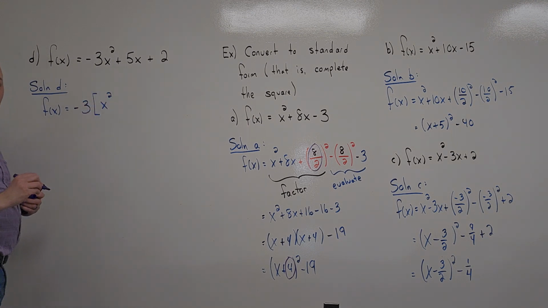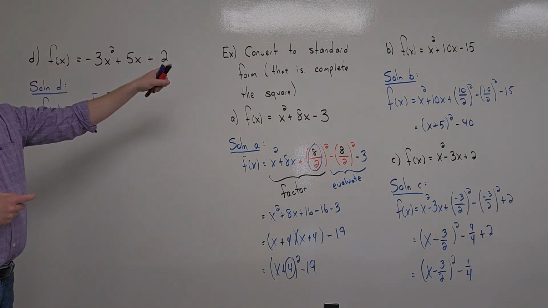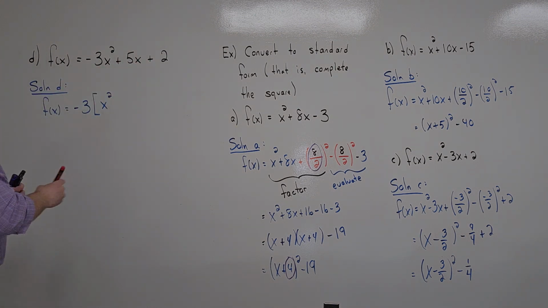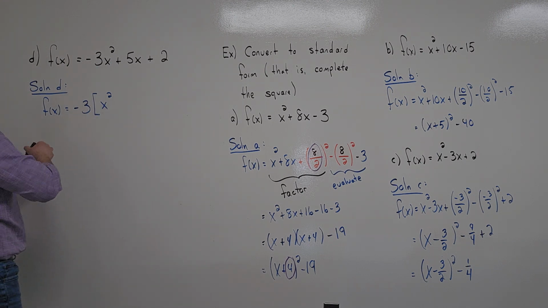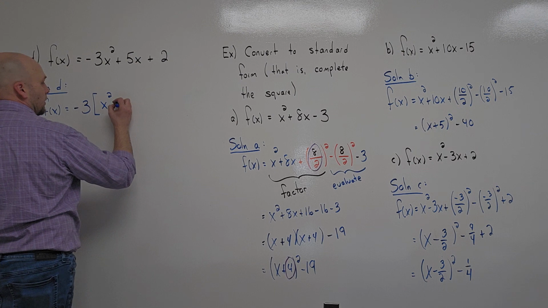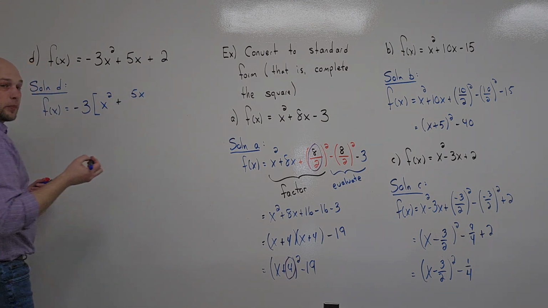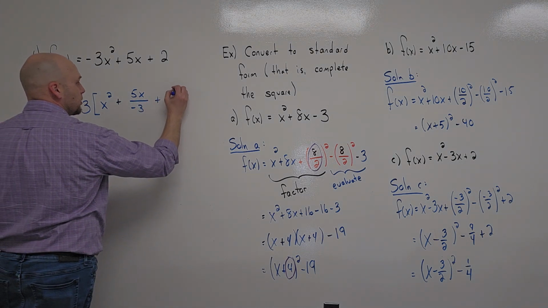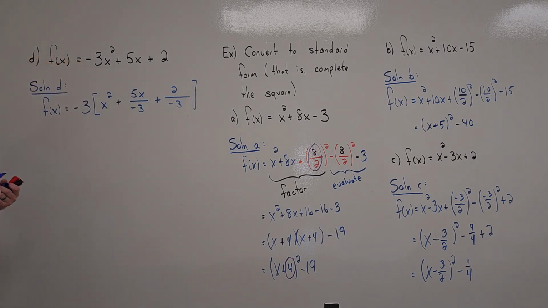before I write the rest of the terms, if I write this as a product on the outside, so I multiply this whole thing by negative 3, that means I also have to divide all of these by negative 3. So if I have 5x, as an intermediate step, I would divide that by negative 3. And then for the plus 2 here, I would divide that by negative 3. Let's just verify that this works.